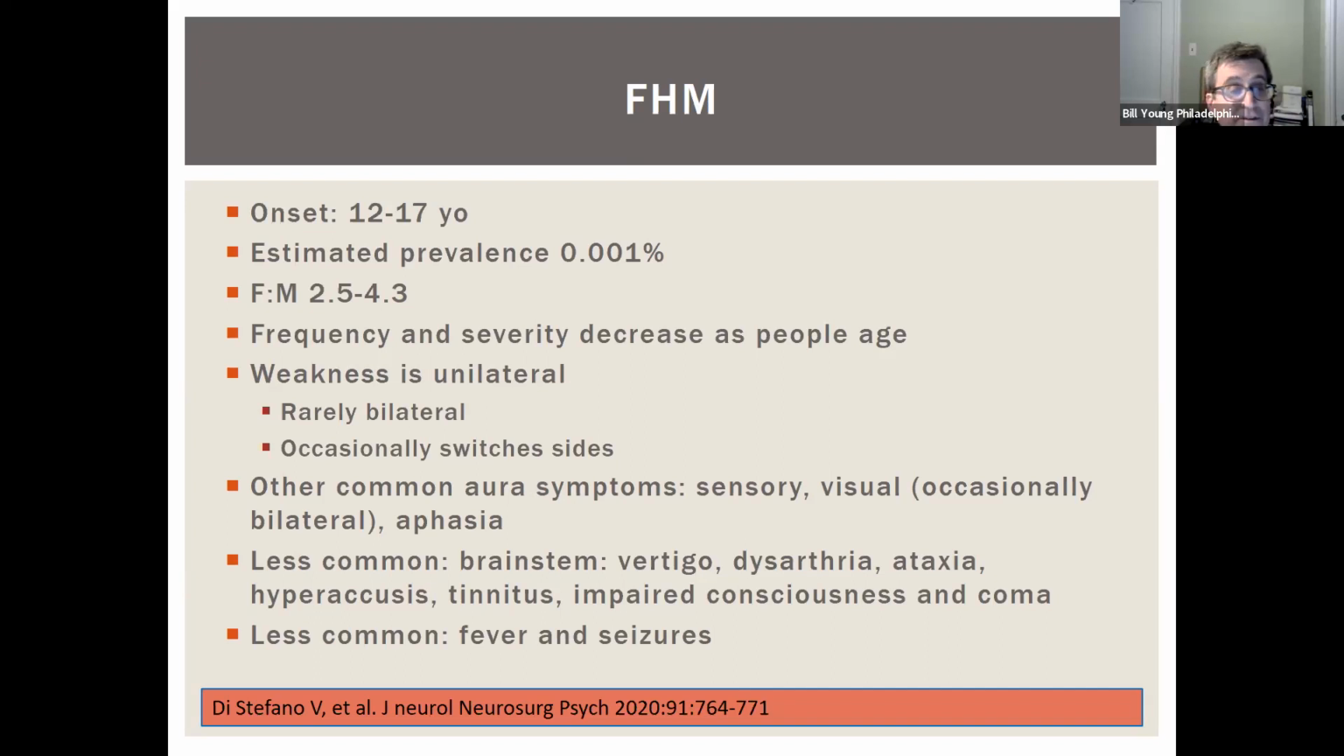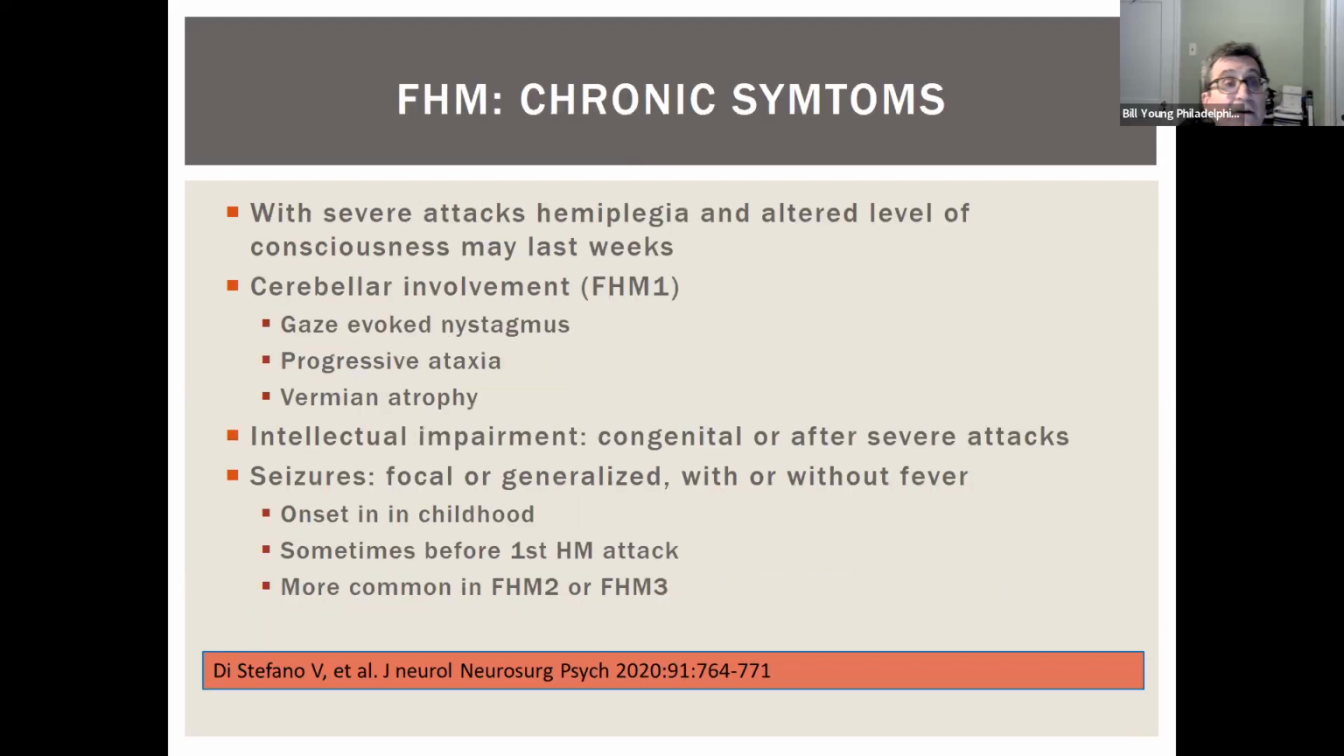And there's, by definition, but also practically, often one or more other aura symptoms, as I mentioned: sensory, visual, language, and less common, vertigo, clumsy walking, and some other ones. And very rarely people have fevers or seizures or even coma as a symptom of familial hemiplegic migraine.